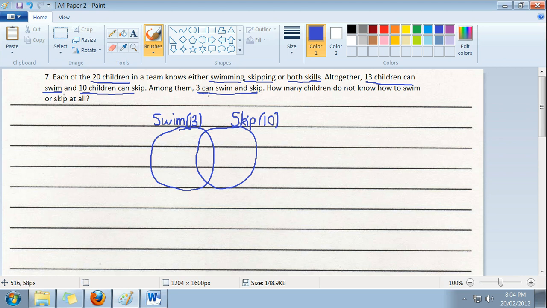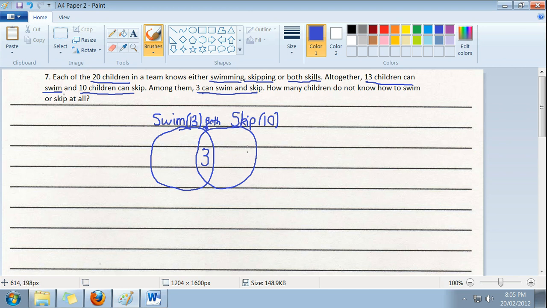Now it says among them, 3 can swim and skip. So because this circle passes through this circle, the children who can swim pass through the children who can skip. This middle here means they can do both. So 3 can do both. So I'm going to write both here. Draw an arrow and that goes to the middle. Alright.